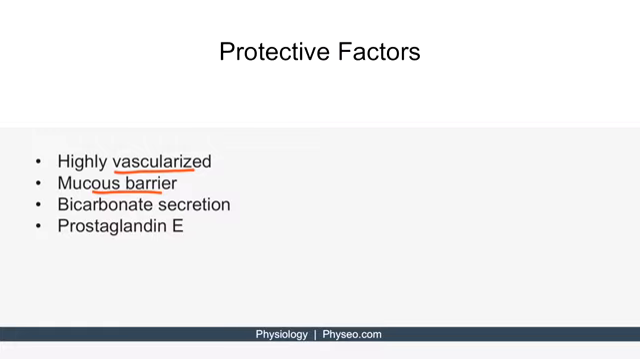Third, the gastric epithelium secretes bicarbonate into the mucus layer, which neutralizes the acid that reaches the mucus barrier. Finally, other influences, such as prostaglandin E, can increase the production of bicarbonate and mucus production. Okay, with this in mind, let's do a question.